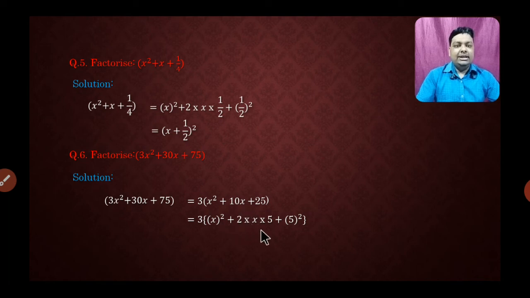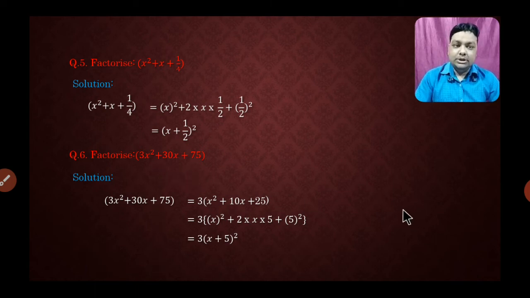Now it is matching. It means it is in the form of a plus b to the whole square. So we can write a as x and b as 5, x plus 5 to the whole square. And 3 we will keep out. So 3 into x plus 5 to the whole square. And this is the factor of this expression. I hope that you all have understood this question.